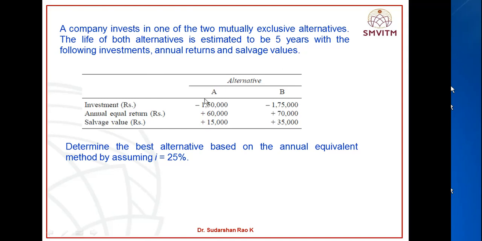The initial investment is negative, that is cost. The annual equivalent return is positive, a cash inflow, this is cash outflow, and salvage value is a cash inflow at the end of the life, that is 5 years. Determine the best alternative based on the annual equivalent method, assuming 25% returns. Here are two alternatives, A and B.